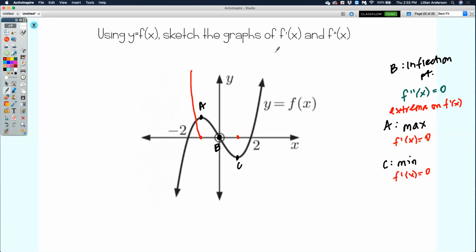And more specifically, there is going to be an extrema on our first derivative at that point B. So I'm going to make that turn at B to go back up to meet at my x-axis. And then from C until infinity, it's increasing, so that means it's going to be above the x-axis. And that is our graph of our first derivative.